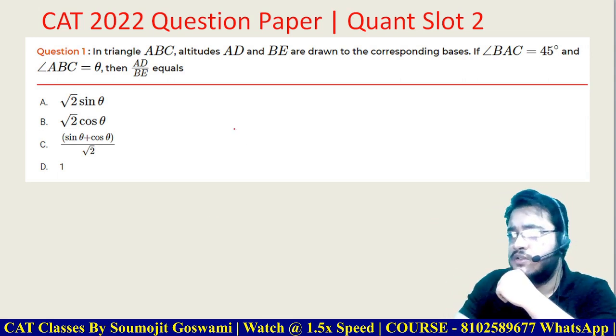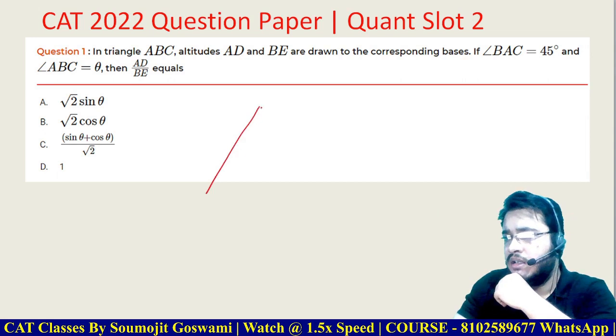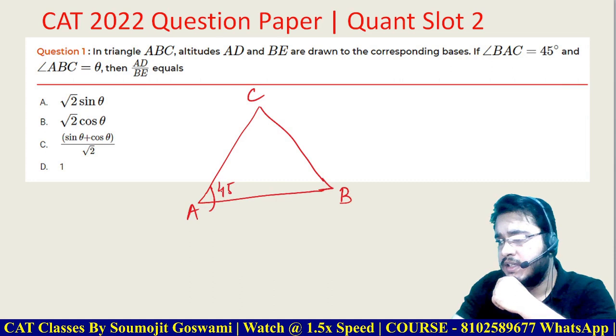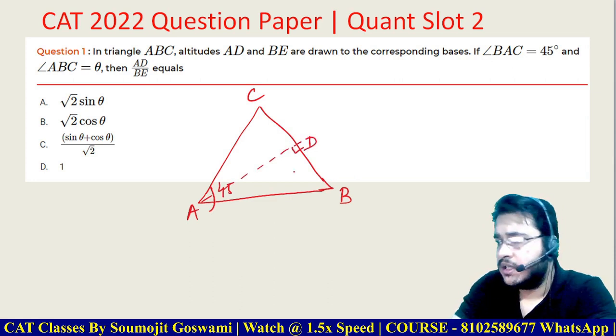Now, first of all, let's draw a triangle. Obviously, this is a freehand diagram, so don't judge me on this. Remember, they have given you angle BAC, which is 45 degrees, and AD is perpendicular to BC, obviously, since they are altitudes, and then BE is perpendicular to AC.